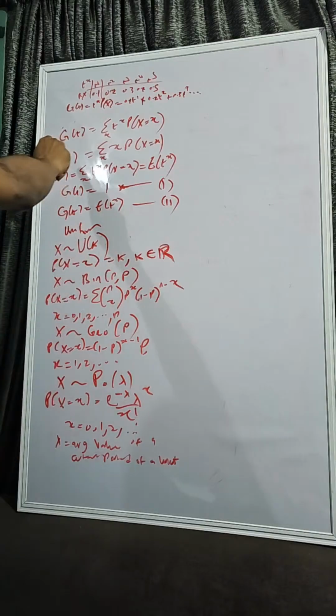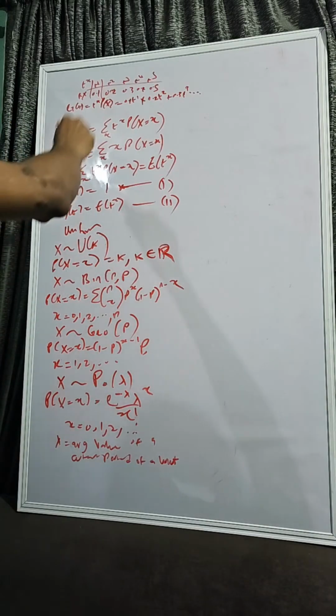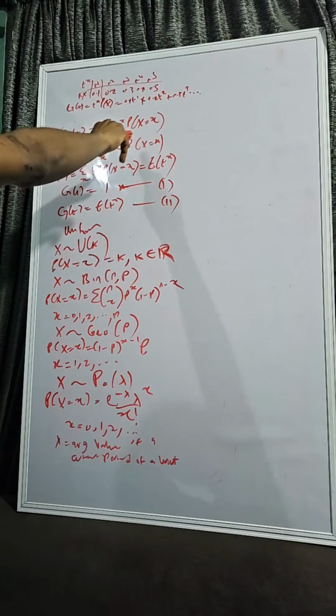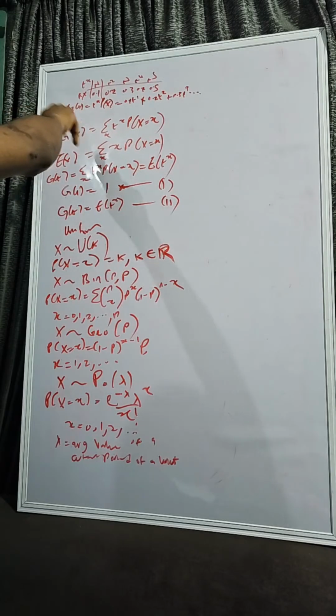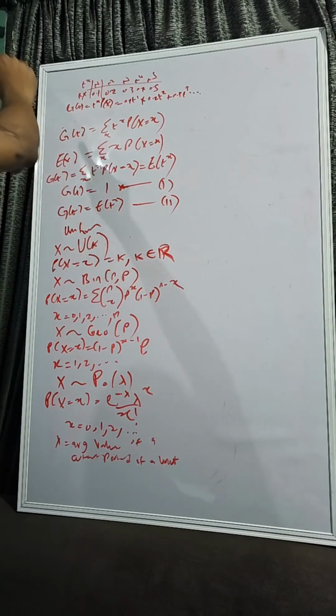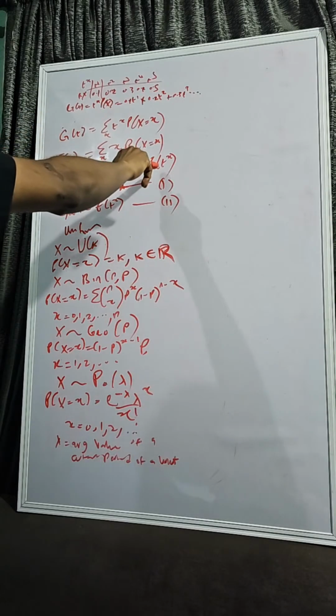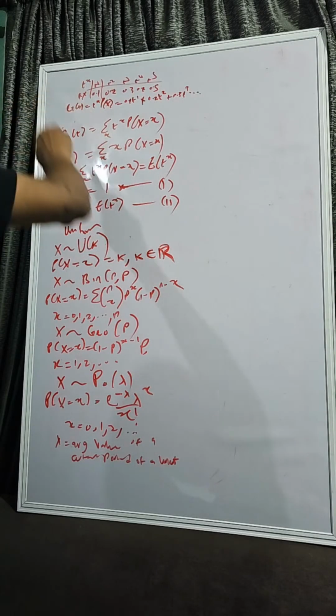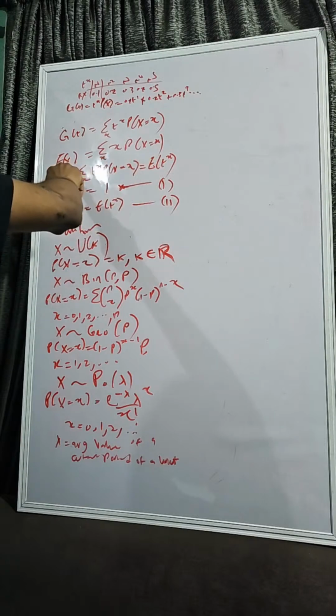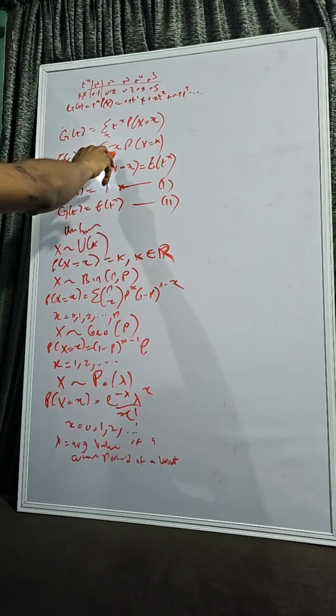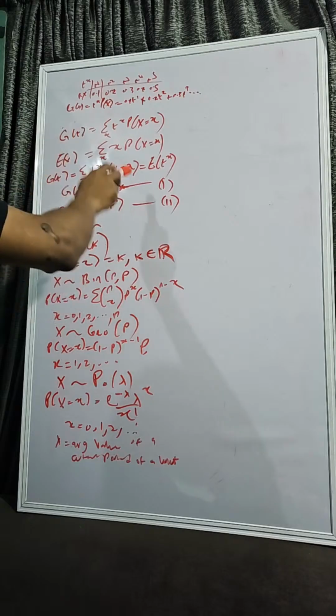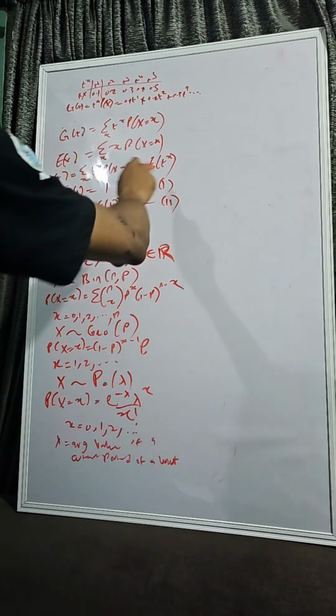Now, if you look at expectation, what is it? Summation of X times probability of X. So they look alike. If you look at this very well, you realize that our G of T can be written as the expectation of T raised to the power X. Because instead of writing it as the expectation of X, our X in this case is T raised to the power X. So that's why we can write G of T as E of T to the power X.